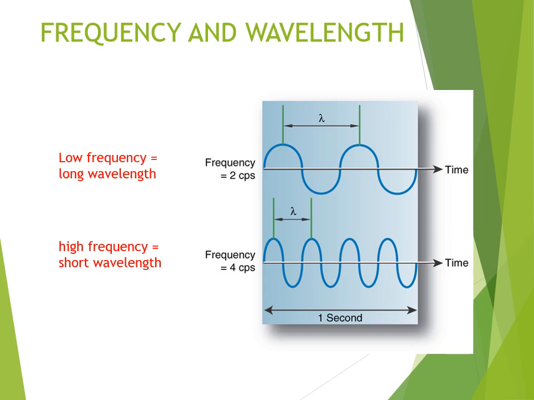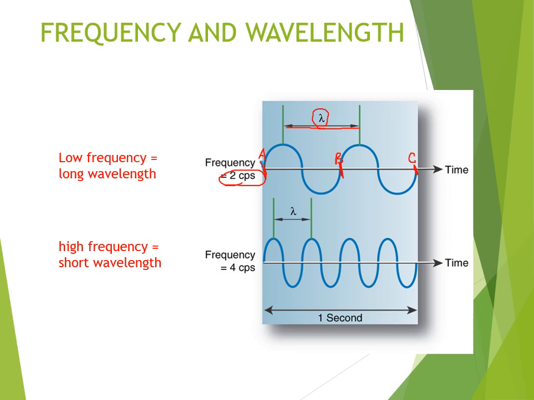So when we look at frequency and wavelength, frequency is the number of cycles that we have per second. So in the first example, from here to here is one cycle, and this would be A, and this would be B, and then from B to C is a second cycle. So we have two cycles. So 2 cycles per second, but look at the wavelength, it's really long. Lambda is the symbol for wavelength.